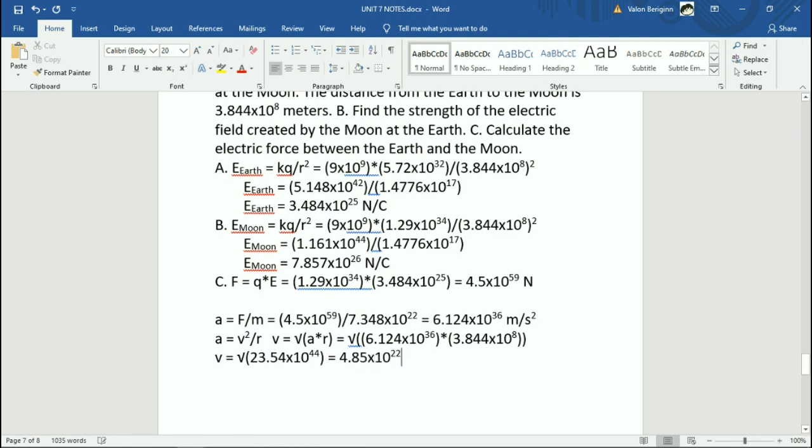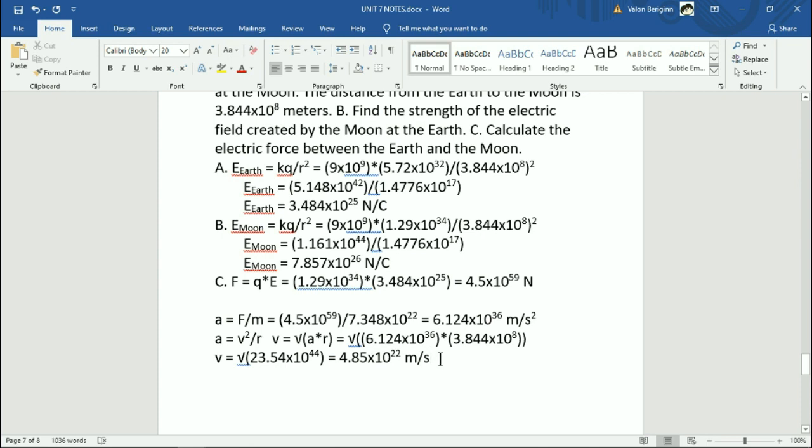So the point of all this unnecessary extra work was to show that if this moon-Earth proton-electron thing was the case, the moon would be orbiting around the Earth at a speed of this. Remember that the speed of light is 3 times 10 to the 8, so this is a lot more than that.